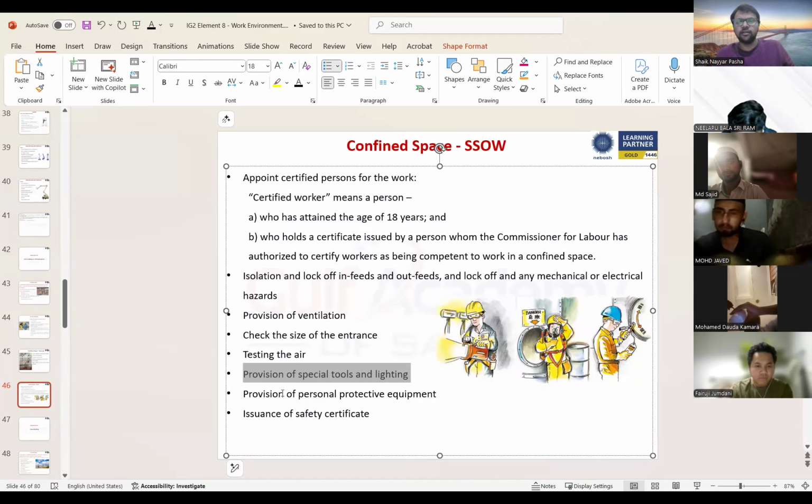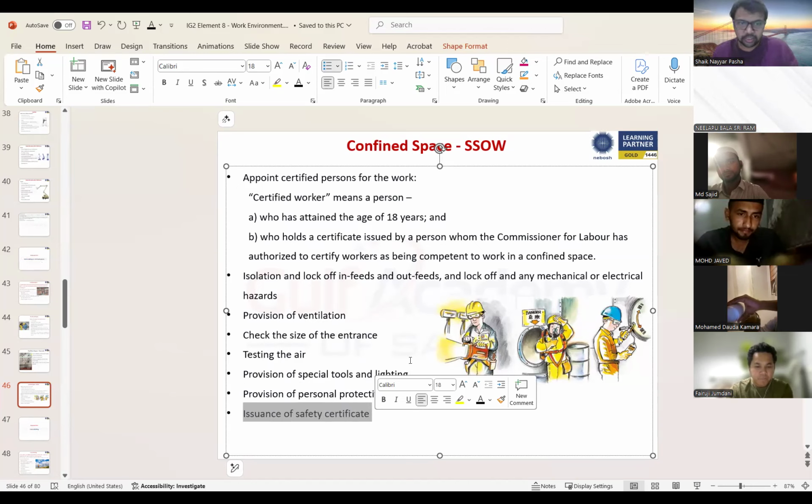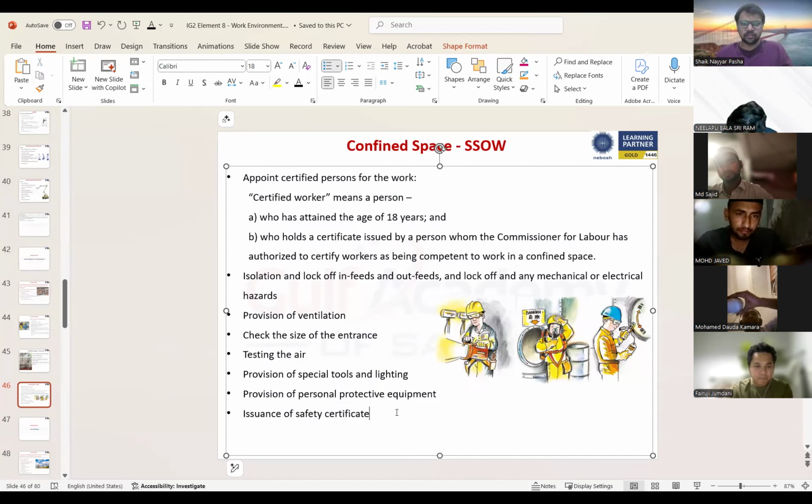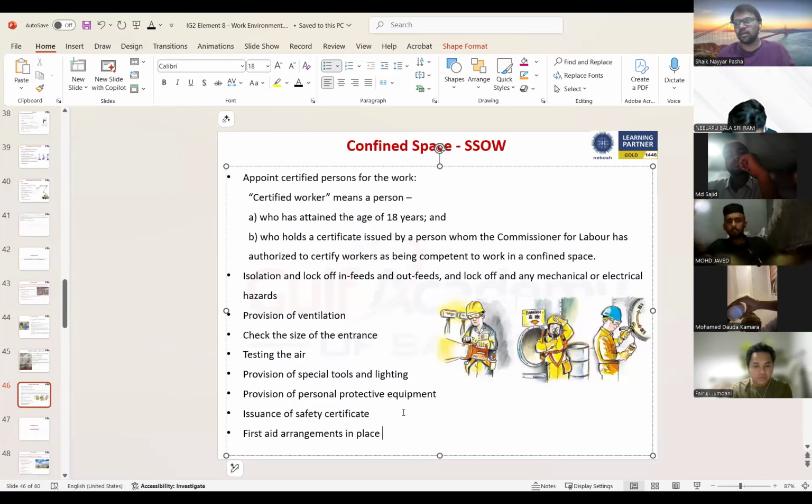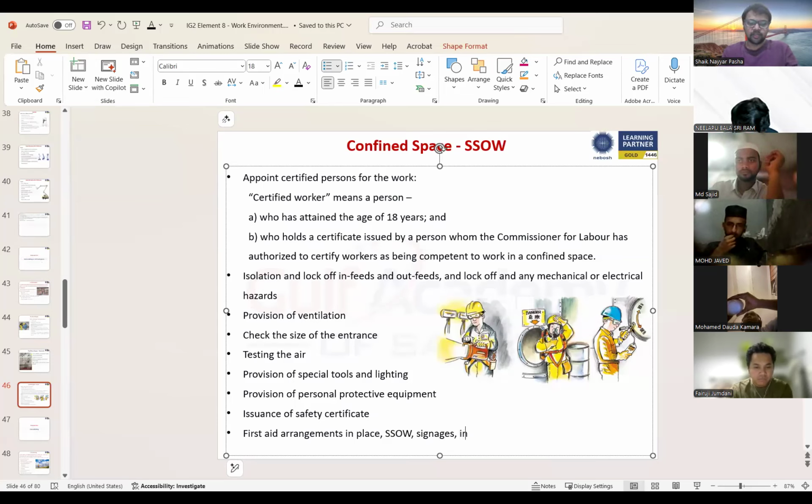Special tools and lighting, provision of personal protective equipment, and make sure there is a permit to work issued. One of the emergency arrangements is also having first aid arrangements in place. In case something goes wrong, immediately we can provide first aid treatment or at least call an ambulance or a hospital service. Develop a safe system of work, install signages, provide information, instruction and training, and barricade the area. There are a lot more controls.